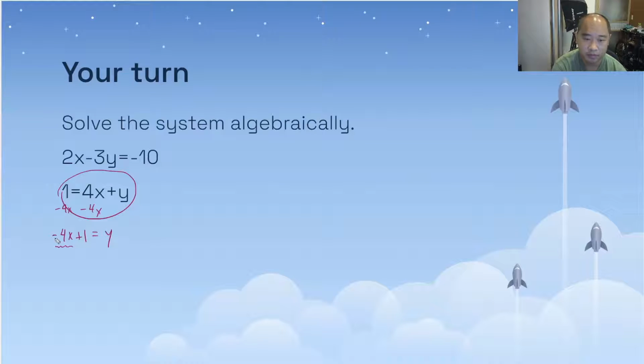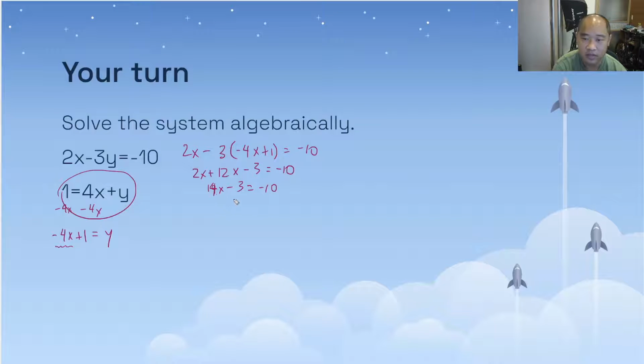Okay, so I would substitute this into this one here. So 2x minus 3 times negative 4x plus 1 equals negative 10. So this is 2x plus 12x minus 3 equals negative 10. Combine like terms here. That's 14x minus 3.